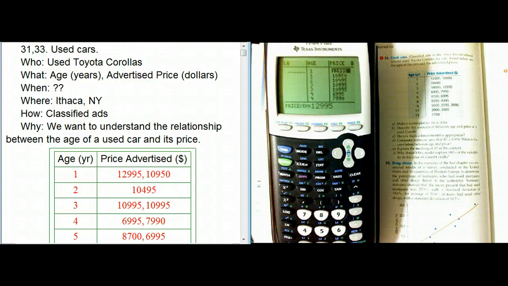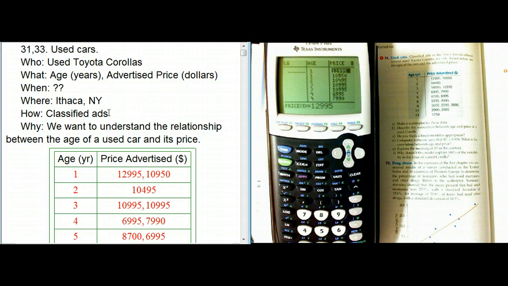Let's look at a couple of problems about regression, linear regression. This is from Chapter 8 of Bock, Velleman, and De Veaux. These are problems 31 and 33. So we're looking at used cars, specifically used Toyota Corollas in Ithaca, New York. They don't tell us when.